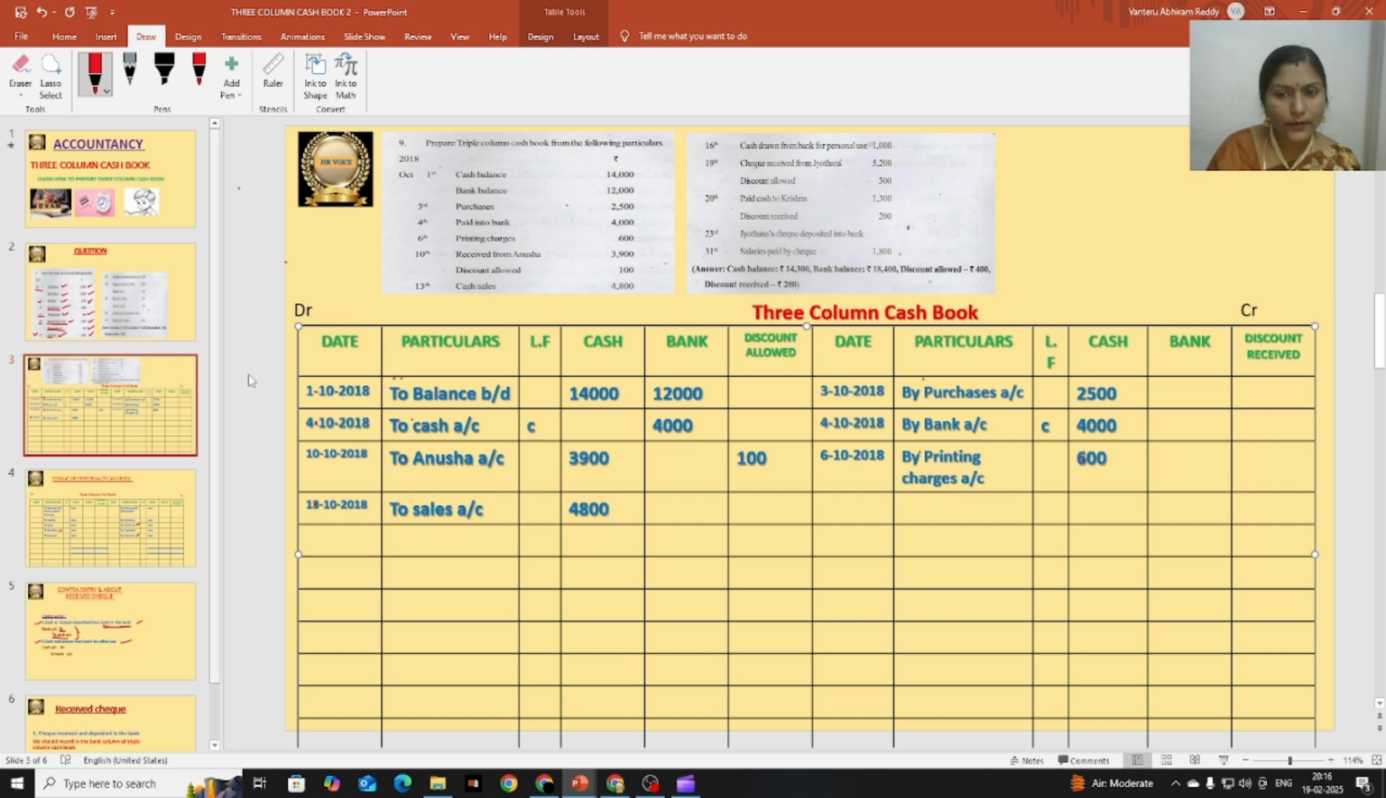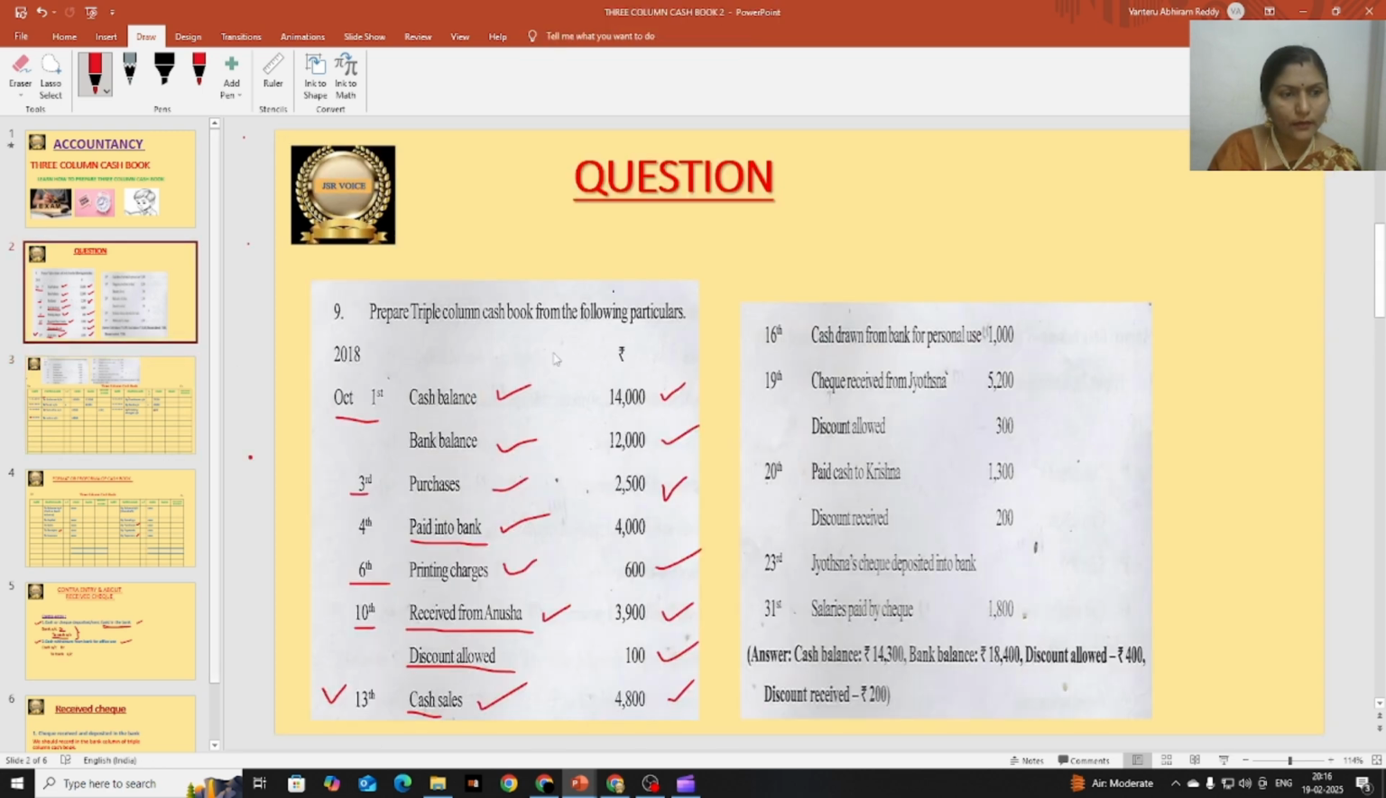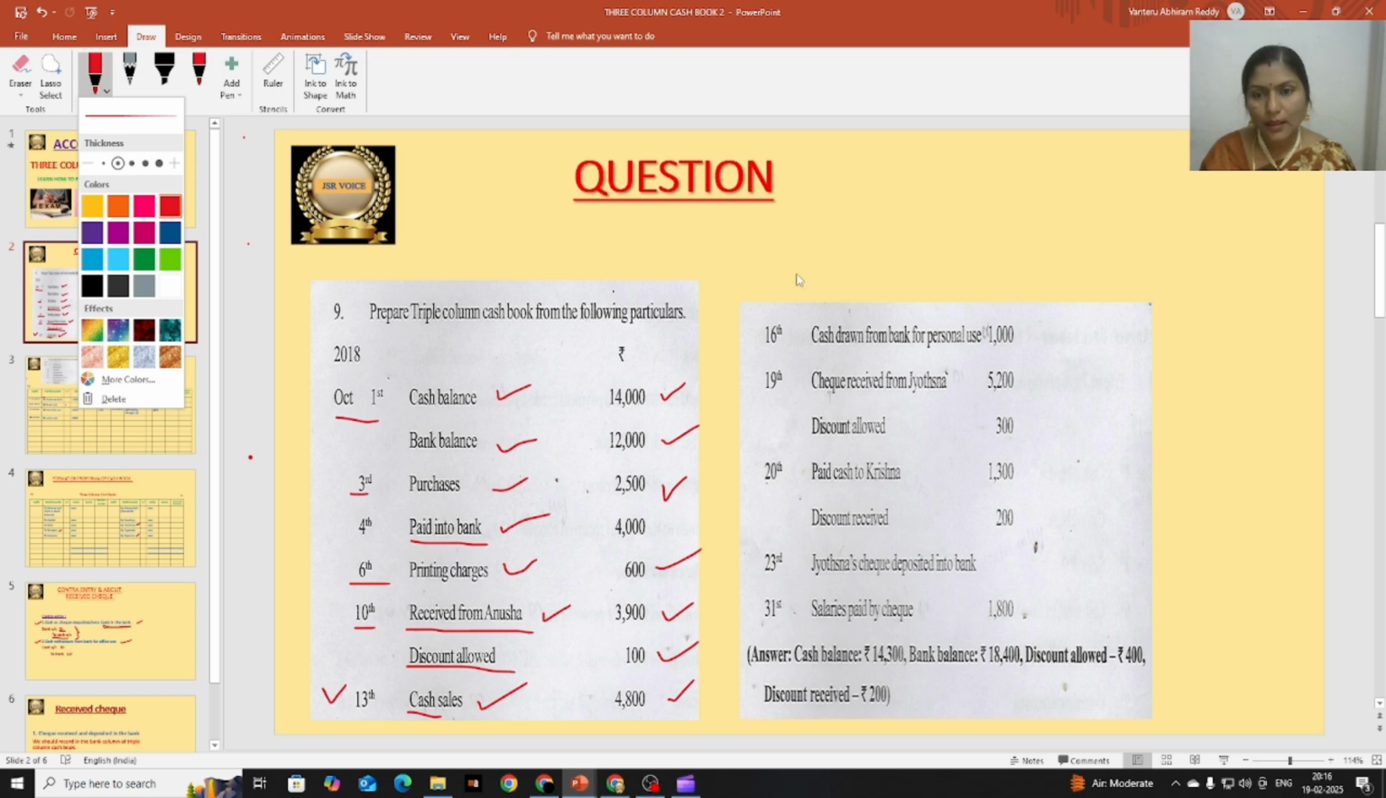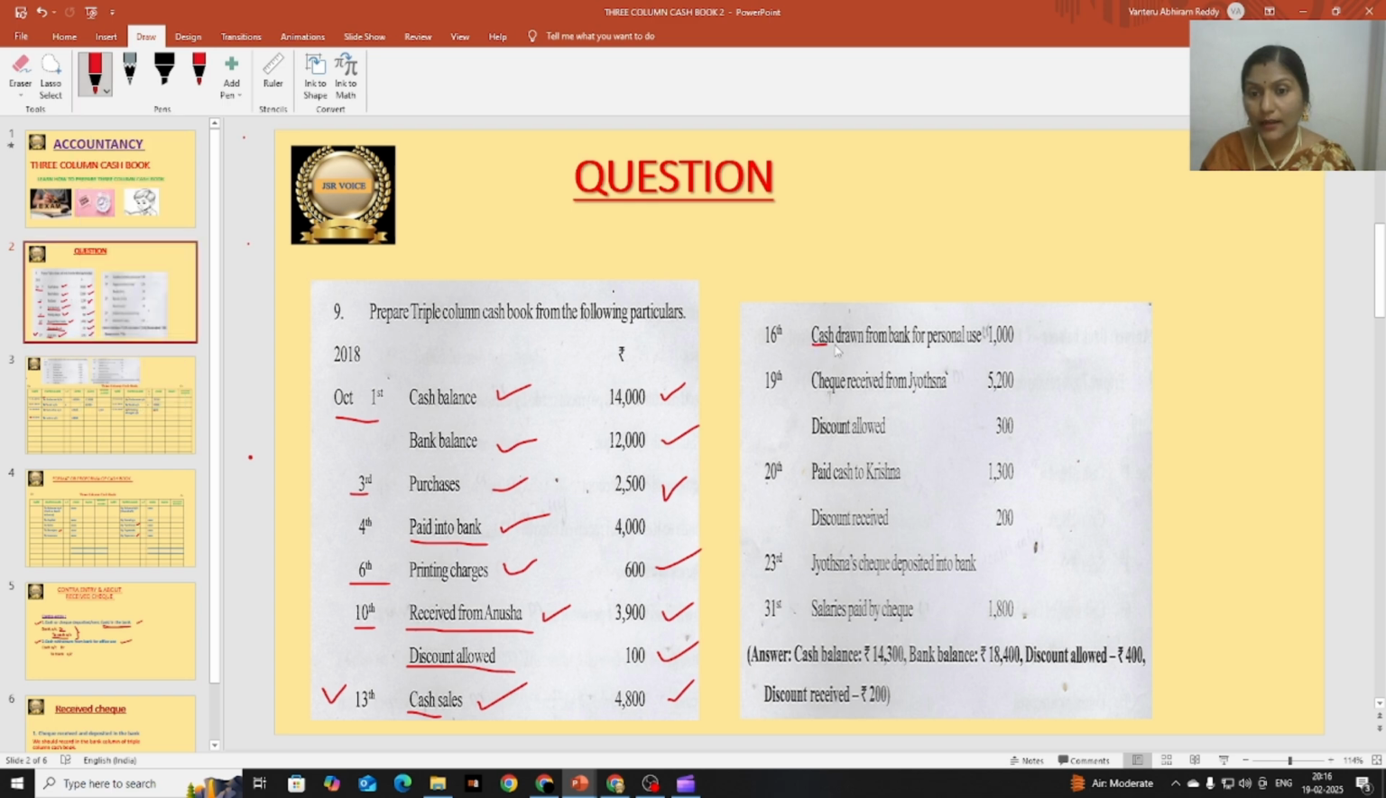What is the next one here? Next one is 16th date. Cash drawn from bank for personal use. See here, cash is drawn from bank. By seeing that sentence, we will think that it is a contra entry. It is not a contra entry. Cash drawn from bank, it's fine. For office use is a contra entry. For personal use is not a contra entry. This is not a contra entry.